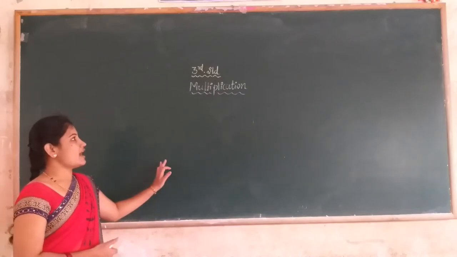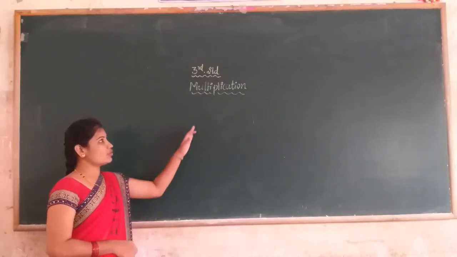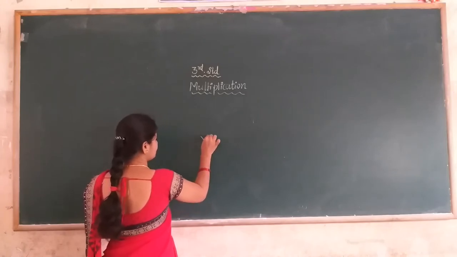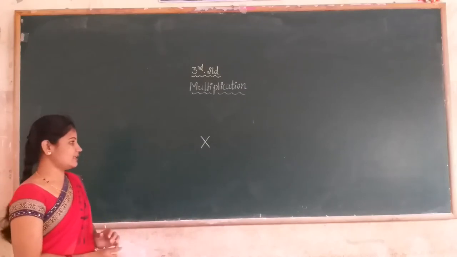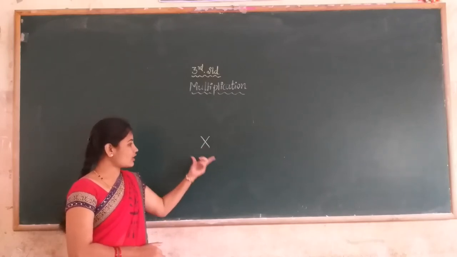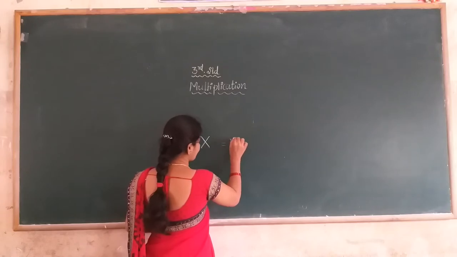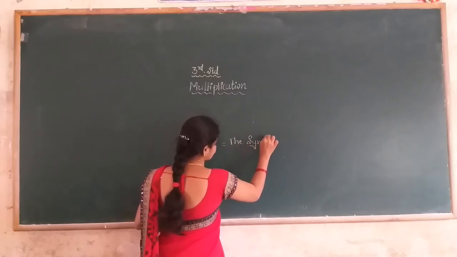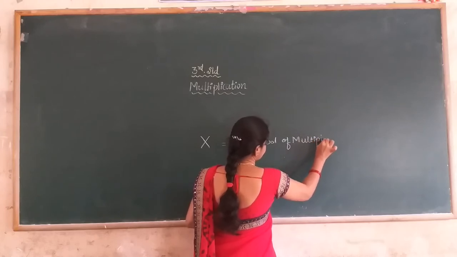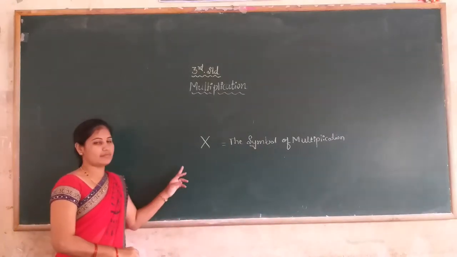First, I show what is the definition of multiplication. Yes, dear students, what is the meaning of multiplication? This is the sign of multiplication. All of you know the cross. The cross is like a capital letter X. Dear students, this cross mark or sign indicates multiplication. This is the symbol of multiplication.